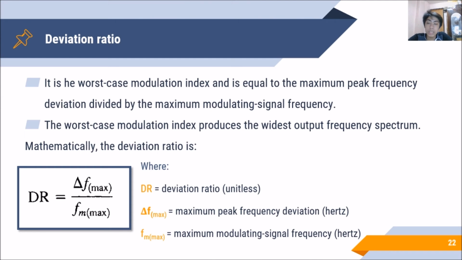So for the deviation ratio, it is the worst case modulation index and is equal to the maximum peak frequency deviation divided by the maximum modulating signal frequency. The worst case modulation index produces the widest output frequency spectrum, and mathematically, the deviation ratio equals delta F max over Fm max, wherein DR equals the deviation ratio, which is unitless. Delta F max equals the maximum frequency deviation in hertz, and Fm max equals the maximum modulating signal frequency, also in hertz.